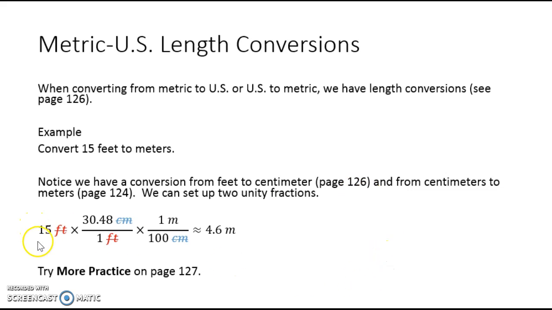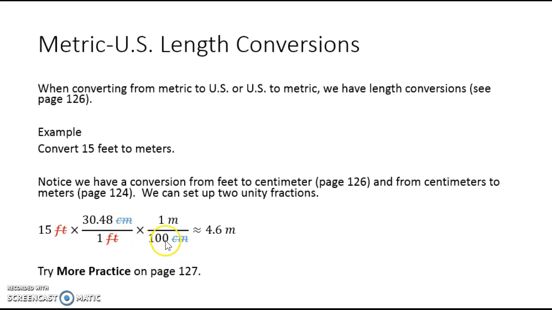So we always start with what they give us. They give us 15 feet. My next unity fraction, we want to have feet on the bottom, so it cancels out. And we know that 1 foot is equal to 30.48 centimeters, so we set that up as our unity fraction. And then my next one is, I don't want centimeters because our final answer needs to be in meters, so my centimeters needs to be on the bottom of my next unity fraction, so it'll cancel out with the top of the first unity fraction.